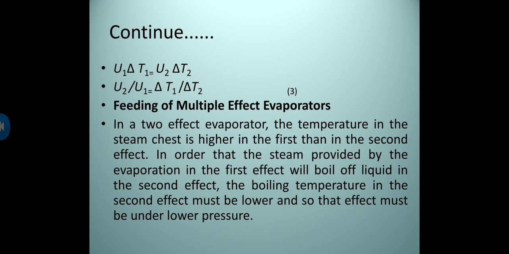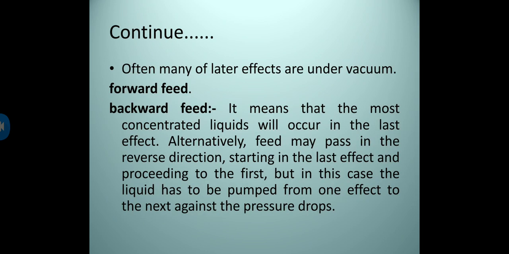So in the multiple effect evaporator, if we see the feeding, the temperature in the steam chest is higher in the first than in the second effect. So the steam provided by the evaporation in the first effect will boil off liquid in the second effect. The boiling temperature in the second effect must be lower, and so that effect must be under lower pressure, right? Often many of the later effects are under vacuum.